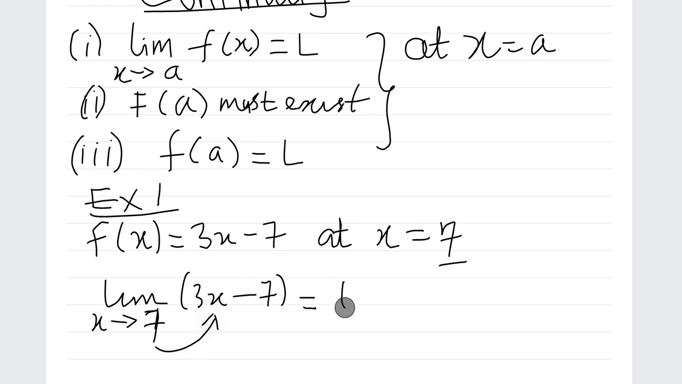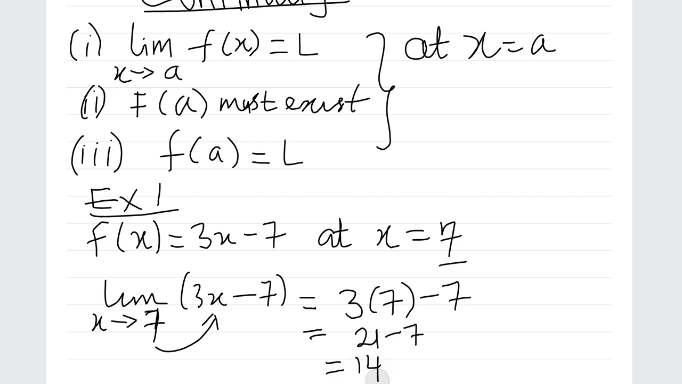So there will not be a limit there again because you want to put a value now. So that will just give us 3 into 7, then minus 7. I just changed this x to become 7. So 3 times 7 is 21. 21 minus 7 will give us 14. So that means the limit of 3x minus 7 as x approaches 7 is equal to 14.